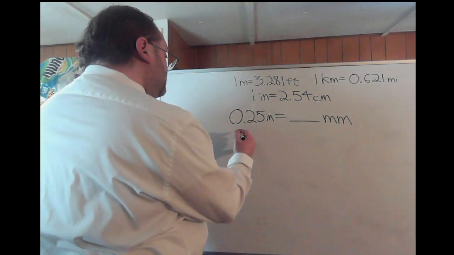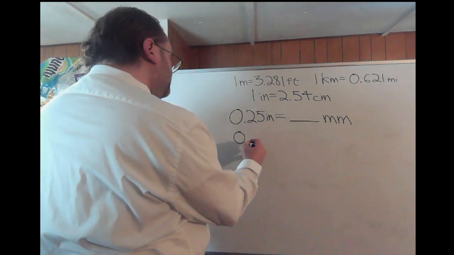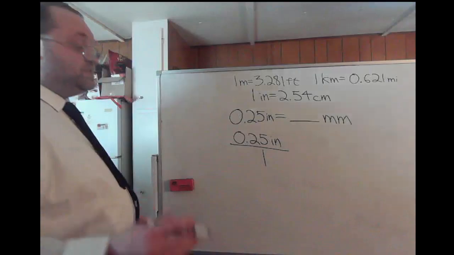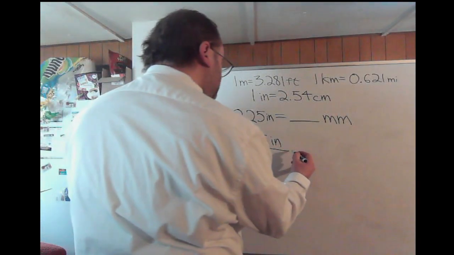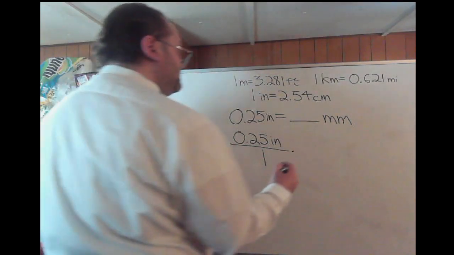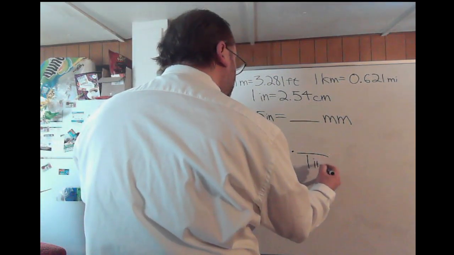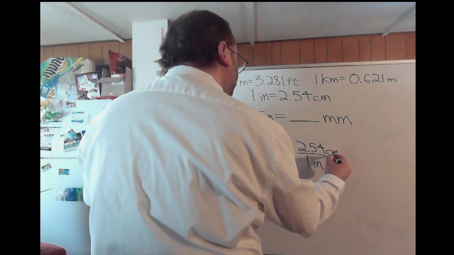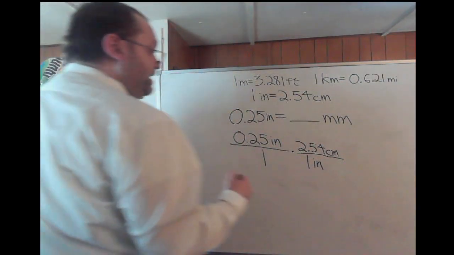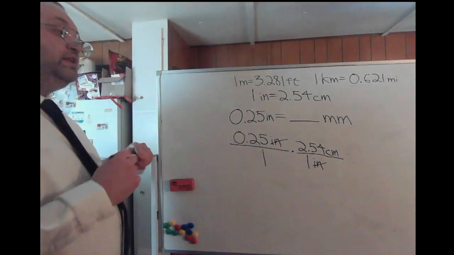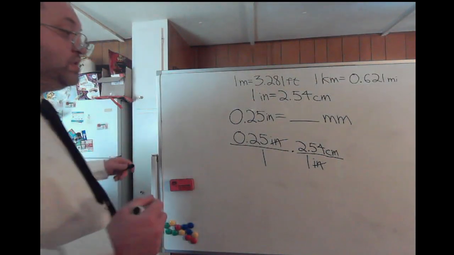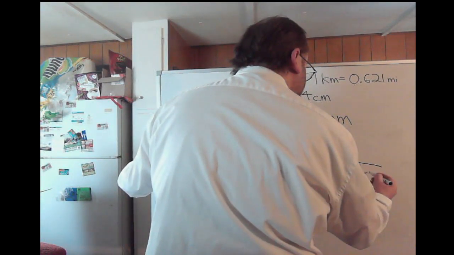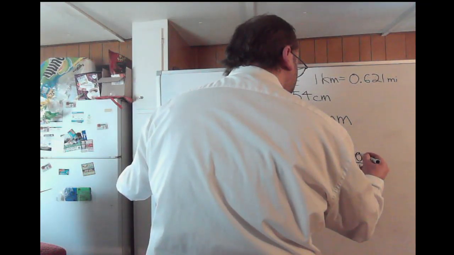So again, start with the 0.25 inches, right? Over some guiding 1. We want to get the inches to cancel out. So we can use the fact that in 1 inch, there's 2.54 centimeters. So the inches will cancel out. We have centimeters, but ultimately we want to get to millimeters. Well, we can also use the fact that, because we want to cancel out centimeters, in 1 centimeter, there are 10 millimeters.